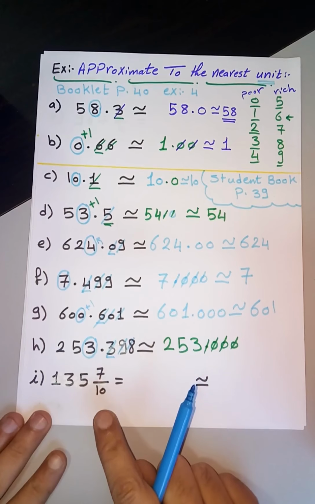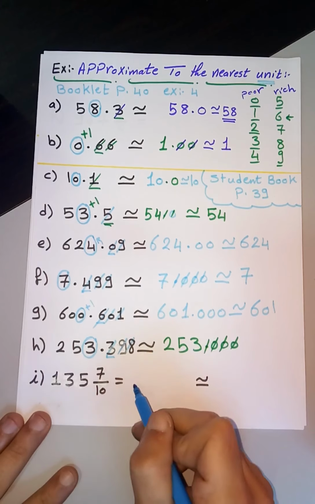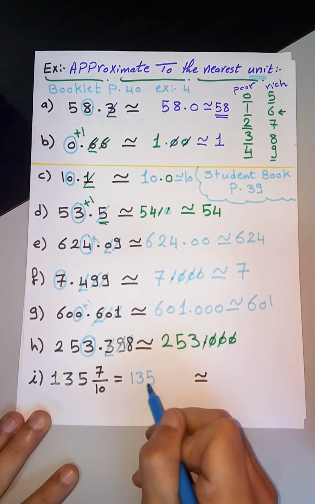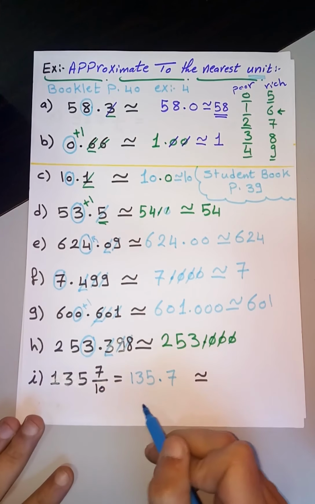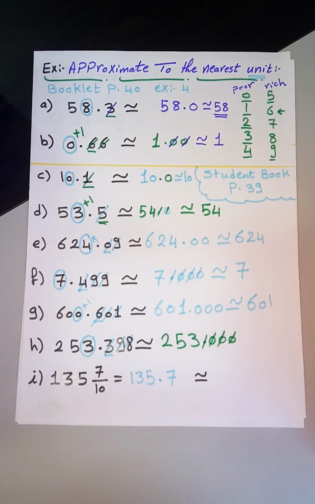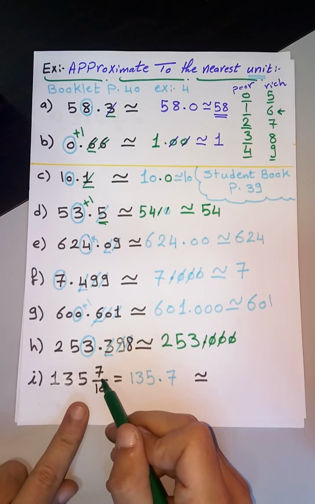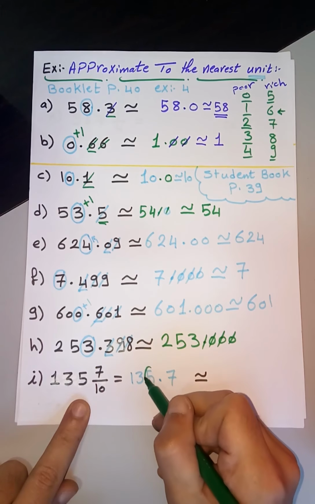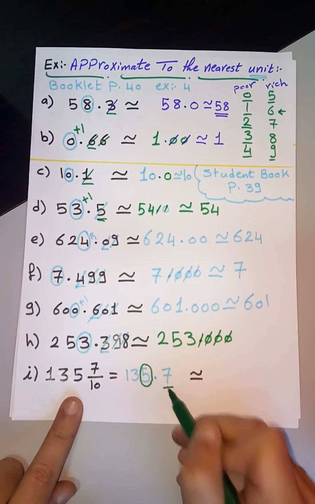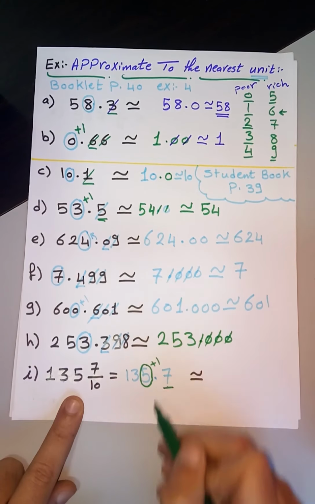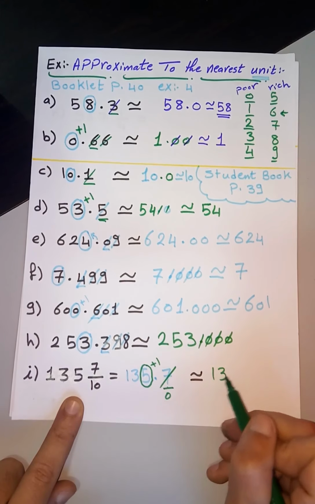The next number, we have to change this mixed number first into a decimal number, then we're gonna approximate. So this number can be written as 135.7 tenths, because 7 over 10 is written as 0.7, because as we know, if you have a number divided by 10, this number is gonna be in the tenth digit. So now we're gonna circle the unit digit, which is 5, and underline the following digit. The following digit is a strong number, so this 5 is gonna increase by 1, and this will be turned into 0. So the answer is 136.